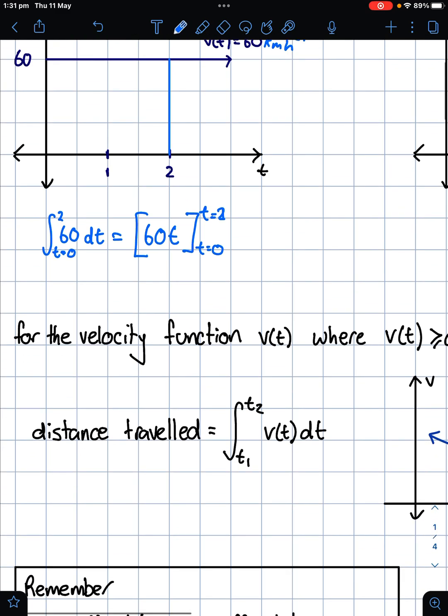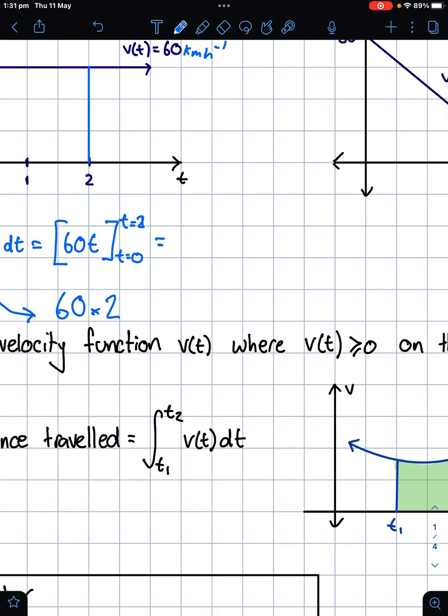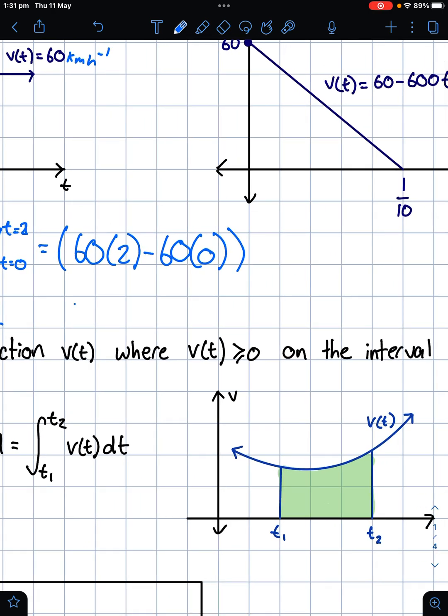If we're just thinking area-wise, we know that this here would be 60 times 2. But we should also notice that we end up with 60 times 2, our upper bound, minus 60 times 0. That gives us 120, which is our answer here. So we're looking at these different things.